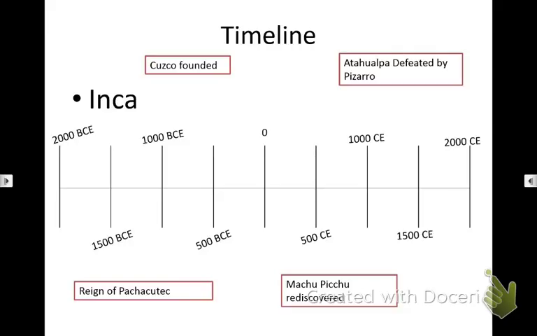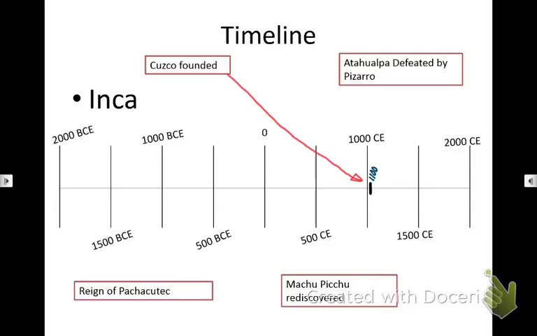Finally, Incan timeline. Our reading did not have the Incans appear until the year 1100 AD. So, we are not going to place anything in our BCE side of our timeline again. That's the left of the zero. But we are going to place it to the right of 1000 CE, and that's going to be the next year of 1100 CE. That's when Cusco was said to be founded.